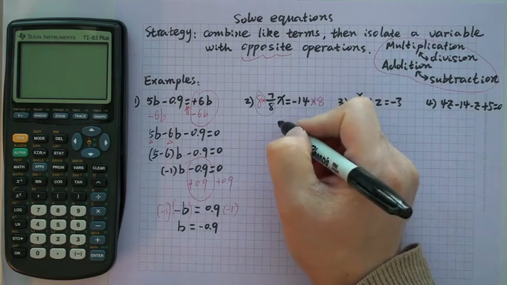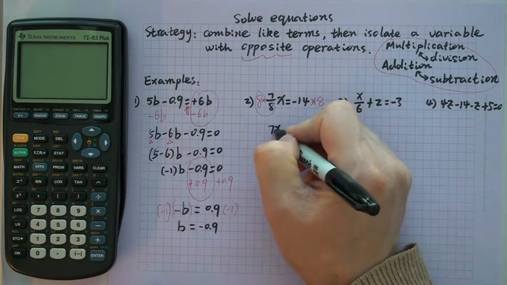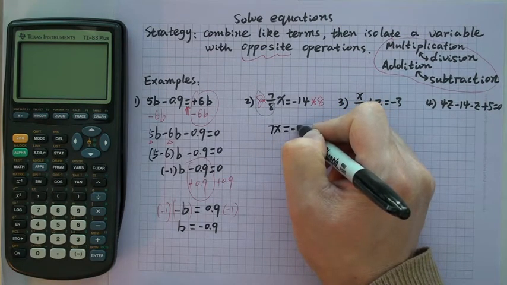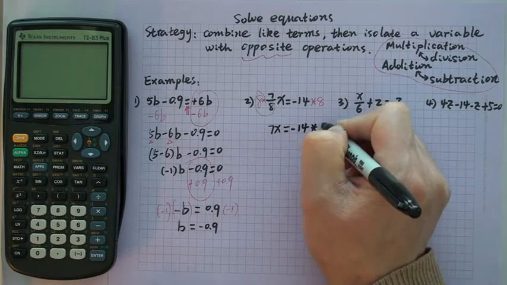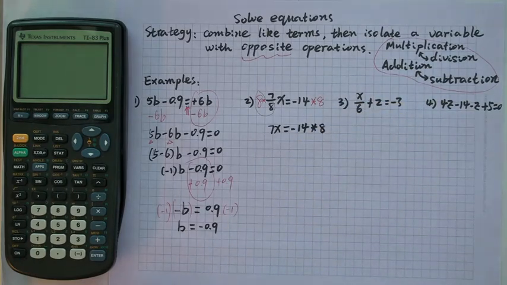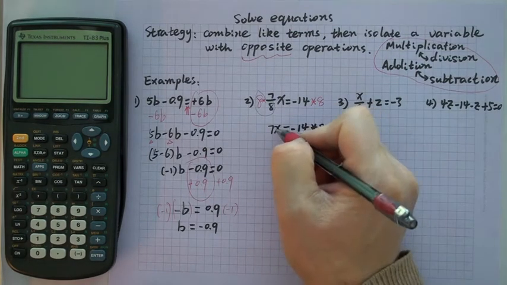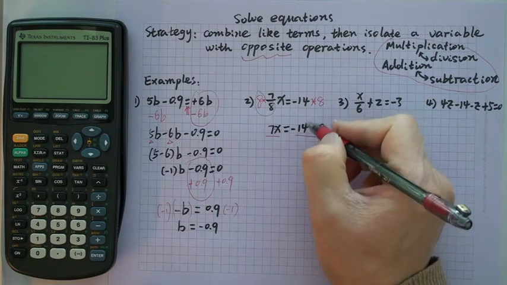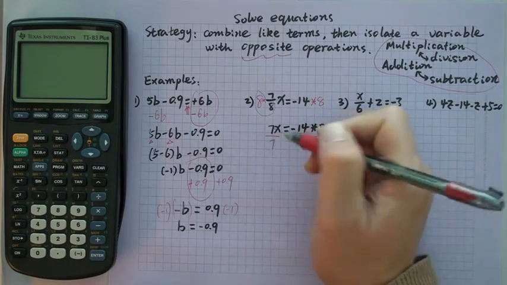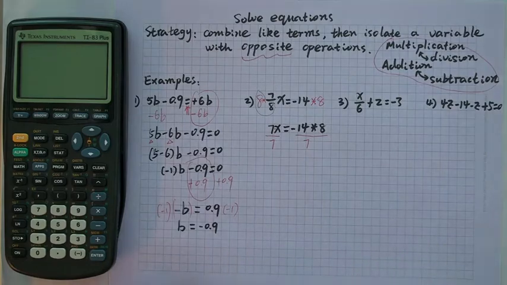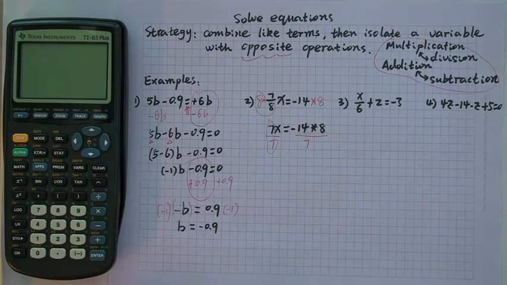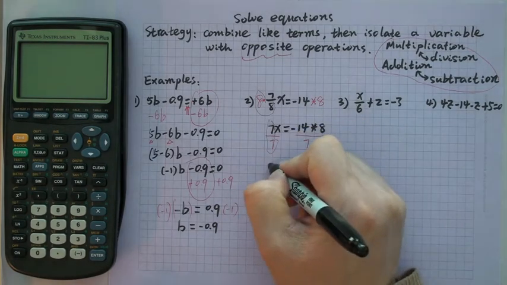So then what you get is 7x equals negative 14 times 8. Now, between 7 and x is multiplication, so you want to divide by 7 on both sides. Then the 7 upstairs and 7 downstairs cancel each other. So then you have x on the left.